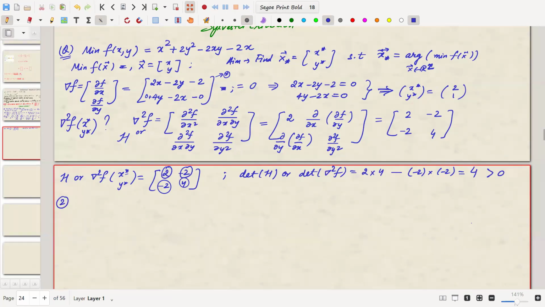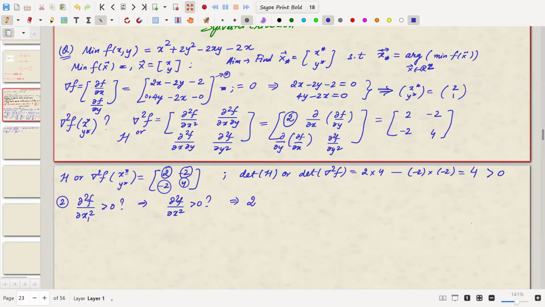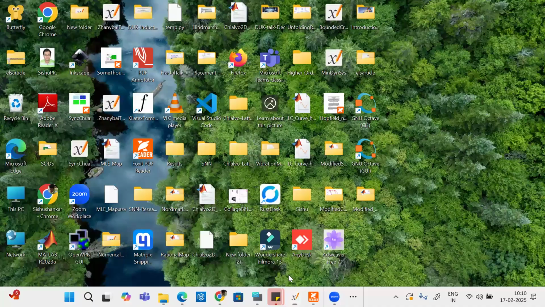Now we have to check the second condition, that is dou 2f by the first variable, the second order partial derivative, is it greater than 0? So dou 2f by dou x2, here the first variable is x. Is it greater than 0? Can you tell me what value you get? 2, right? Here you got it. This is the value, dou 2f by dou x2. This 2 is greater than 0.